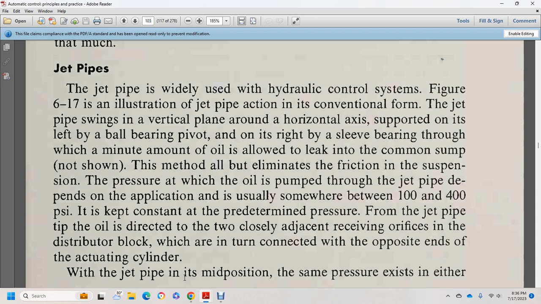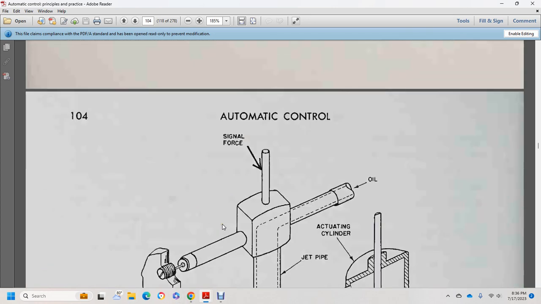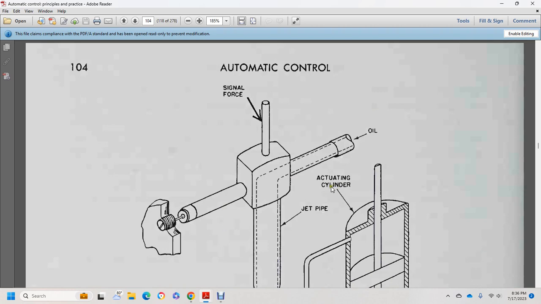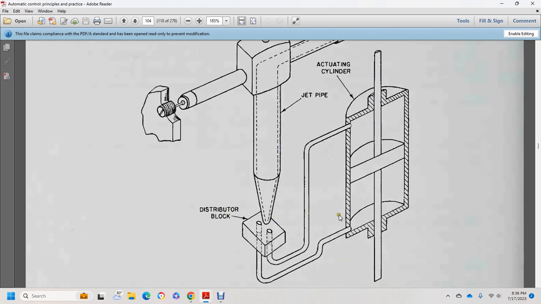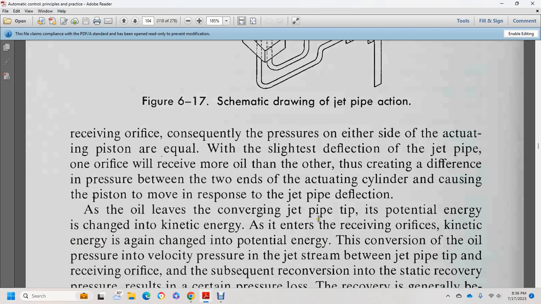It depends on the application, usually somewhere between 100 and 400 psi, a constant predetermined pressure for the jet pipe. The oil is directed to two closely adjacent receiving orifices in the distributor block, which in turn connect to the opposite ends of the actuating cylinder. When the pipe is in mid position, the same pressure exists in either. So the signal force, the jet pipe, the distributor block, the actuating cylinder, and the receiving orifices subsequently pressed on either side of the actuating piston are equal. With slight deflection of the jet pipe, one orifice will receive more oil than the other, creating a difference in pressure between the two ends of the actuating cylinder, causing the piston to move in response to the jet pipe deflection.